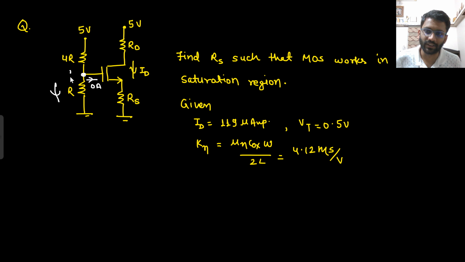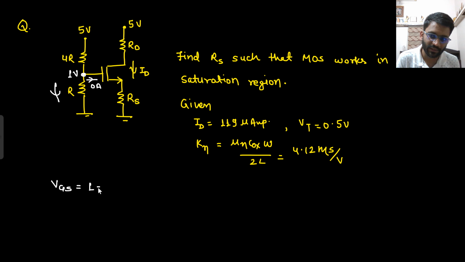So here this potential is 1 volt, right? This potential is 1 volt. Yeah, so 1 volt is fixed here. So what is the value of VGS? Because it is given that it is in saturation region, we don't need the value of VDS. VDS की वैल्यू की जरूरत ही नहीं है क्योंकि this is working in saturation region. So we only need the value of VGS. What is the value of VGS?